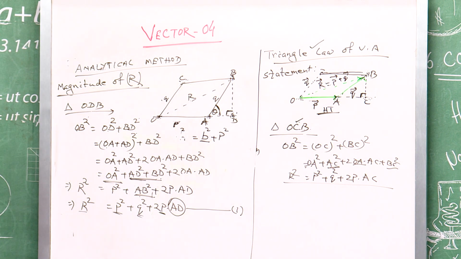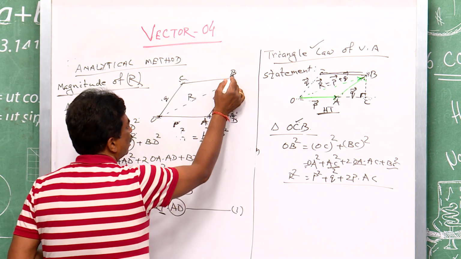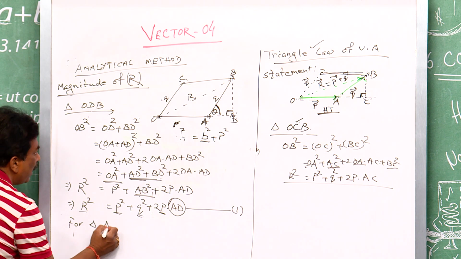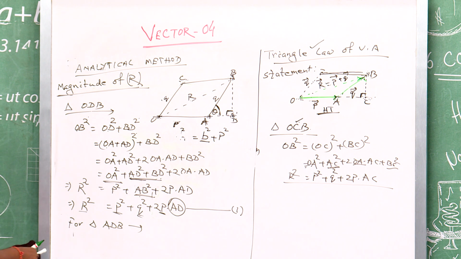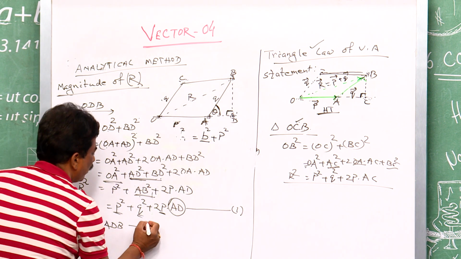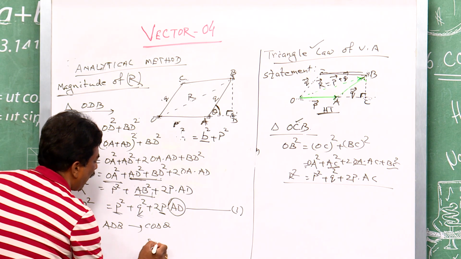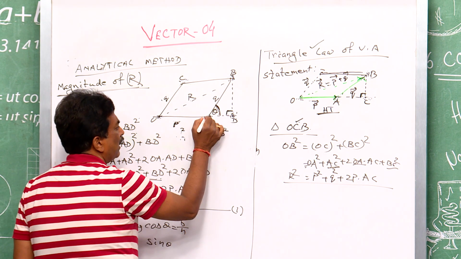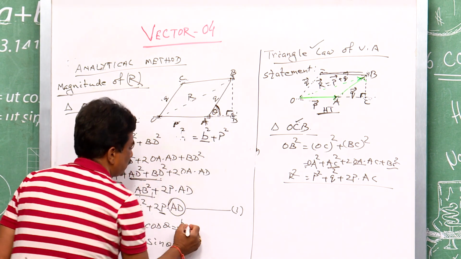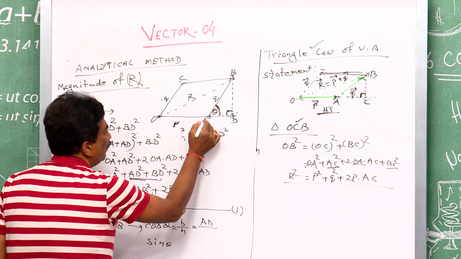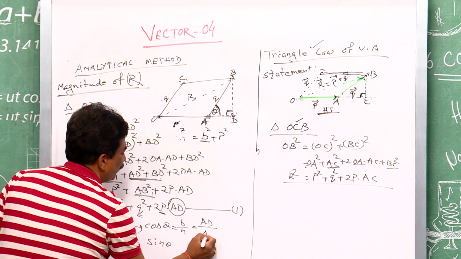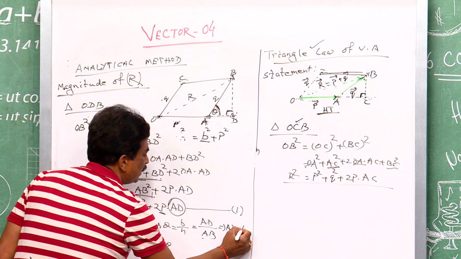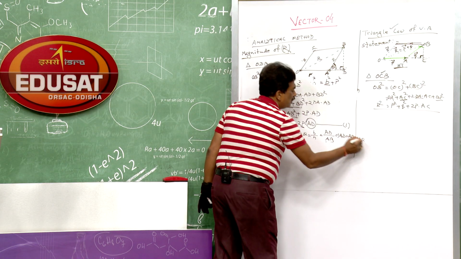And the angle between the vectors, if it is theta, we will look at it in triangle ADB. Now we will calculate for triangle ADB. Here we have to find first cos theta and sin theta. Cos theta formula is B by H. If this is theta, B is this, H is this. So that is equal to AD. B is AD, H is AB. So this implies AD is equal to AB cos theta.